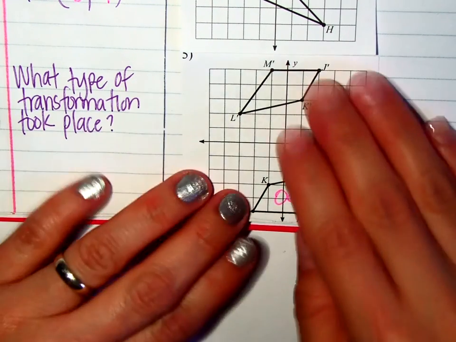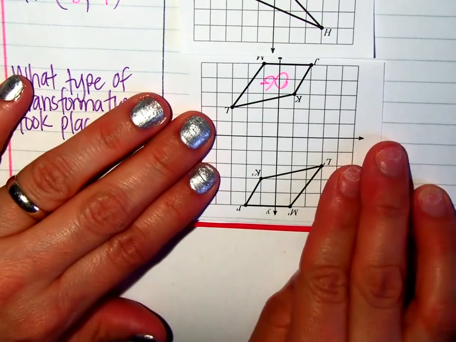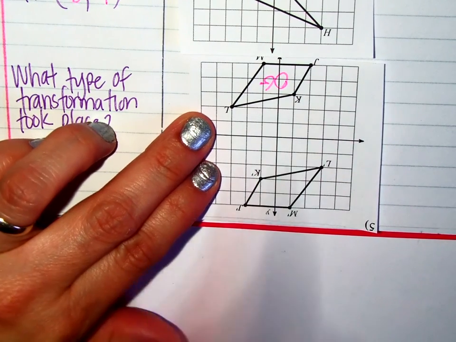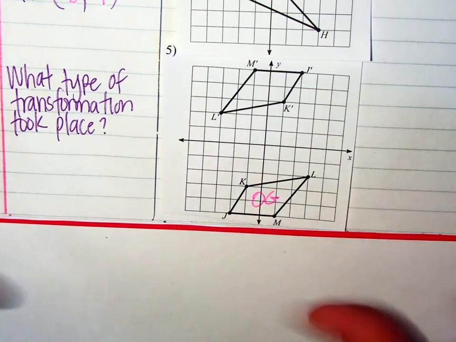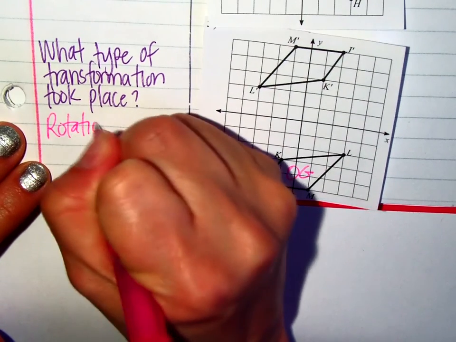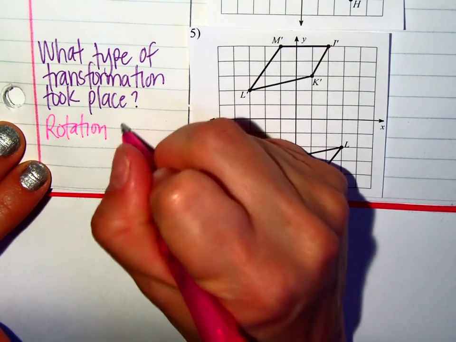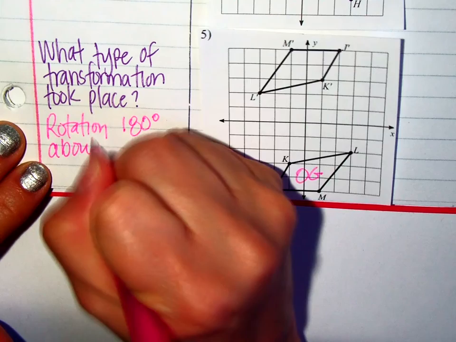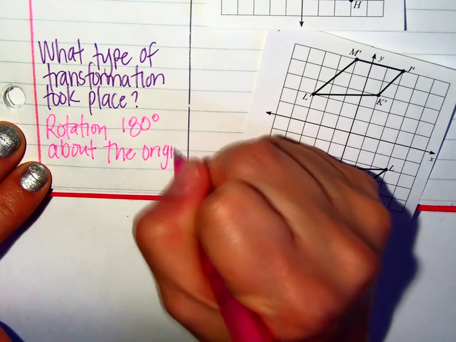So let's try it. Here's 1 turn. And here's 2 turns. Am I where I was supposed to be? Yes. So I think we found the transformation that took place. And for this particular one, this was a rotation. Because it was 2 turns, I can't just say 2 turns. So we're going to say that's 180 degrees about the origin. Because the origin is our center of rotation.